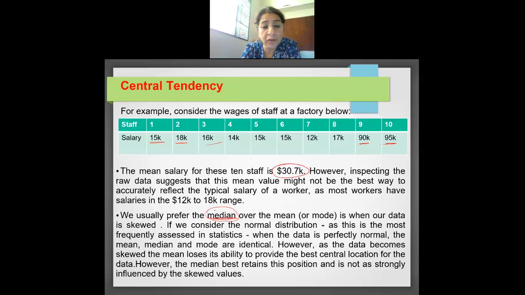And median gives you a good picture if your data is skewed. If your data is perfectly normally distributed, in the sense you have mean, median, and mode, all values are the same. So when your data is skewed, mean is not going to give you a good picture. So better you go in for using median.